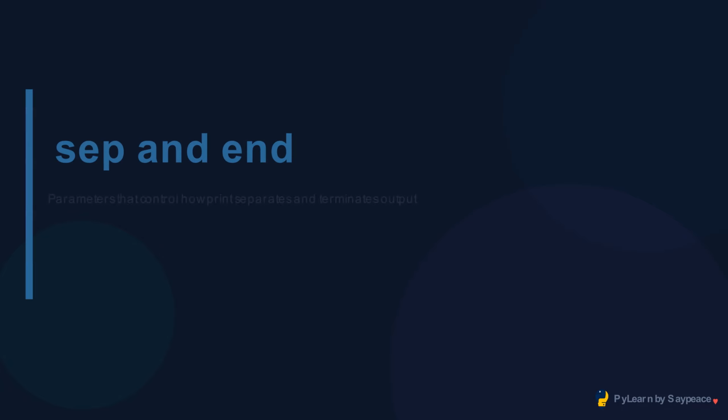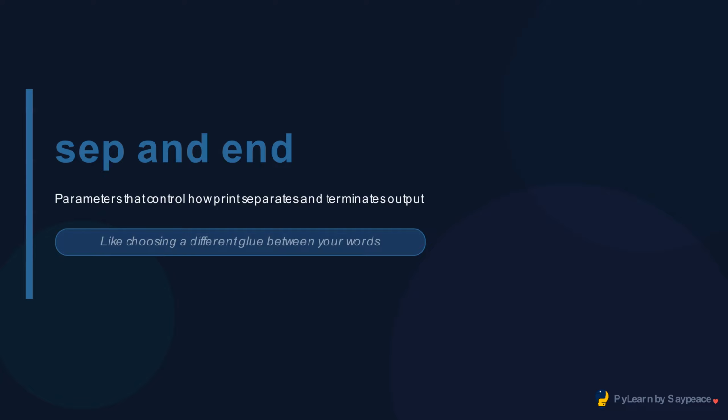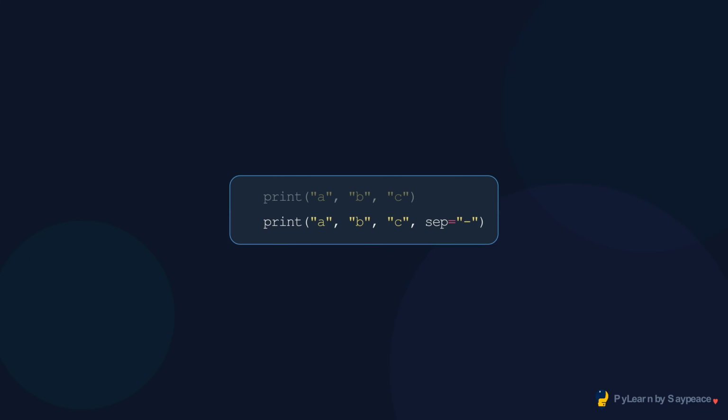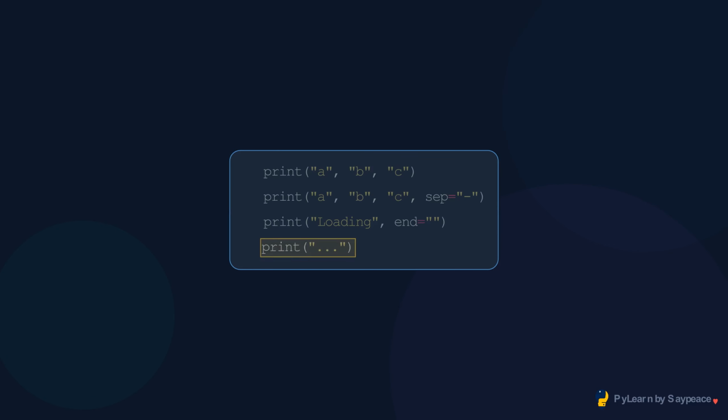You know print puts spaces between comma-separated values. But you can change that separator, and you can also control what happens at the very end of each print call. Default behavior, values separated by spaces. Set sep to a hyphen and Python uses that as the glue instead. Output, a-b-c.